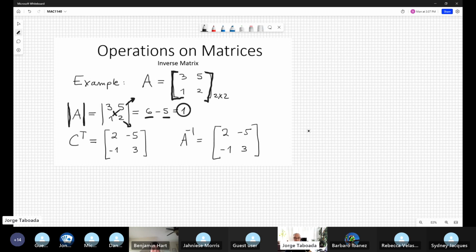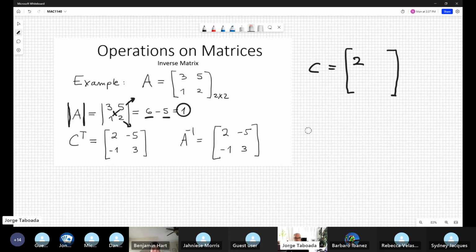Let me try to find the cofactor matrix. Cofactor matrix, C. Let me call capital C cofactor. And cofactor is, look. What is the cofactor in this position? You delete this and this. Take 2, no? Do you see? Take 2. In this case, just a number, no determinant.